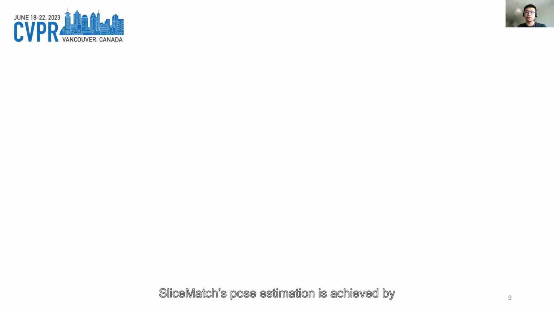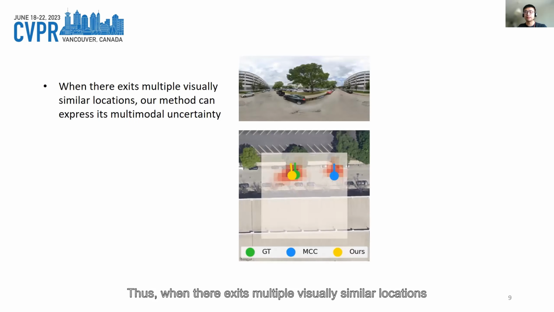SliceMatch's pose estimation is achieved by comparing the ground descriptor to aerial descriptors at different poses. Thus, when there exist multiple visually similar locations, it can express its multimodal uncertainty. The red color denotes the descriptor matching scores, and the darker the color, the higher the matching score. Green means ground truth, and blue is a baseline method. Yellow is our final prediction, which is the best scoring candidate pose.